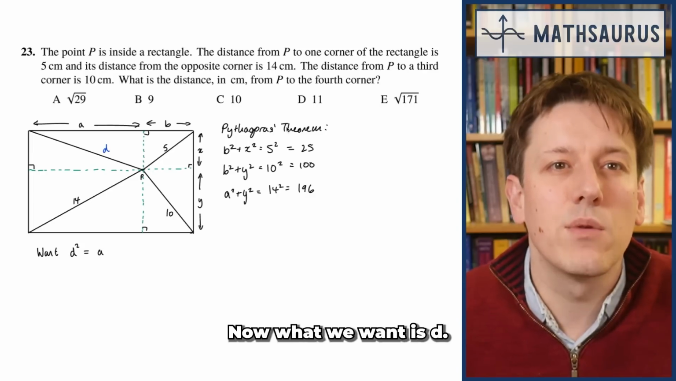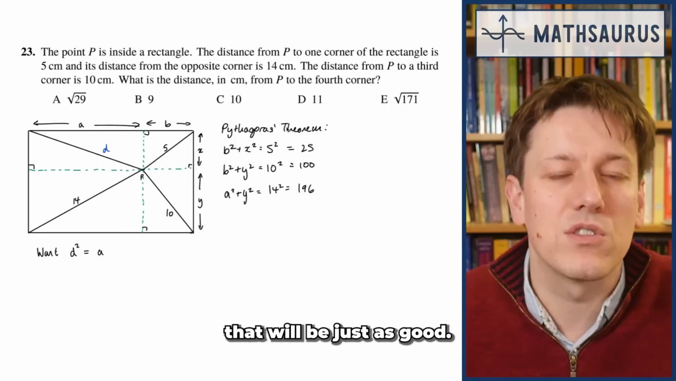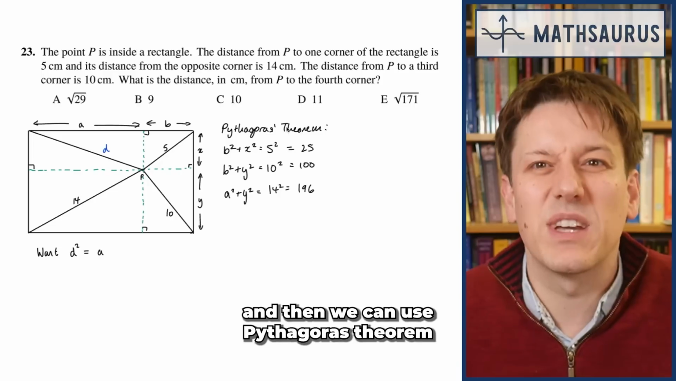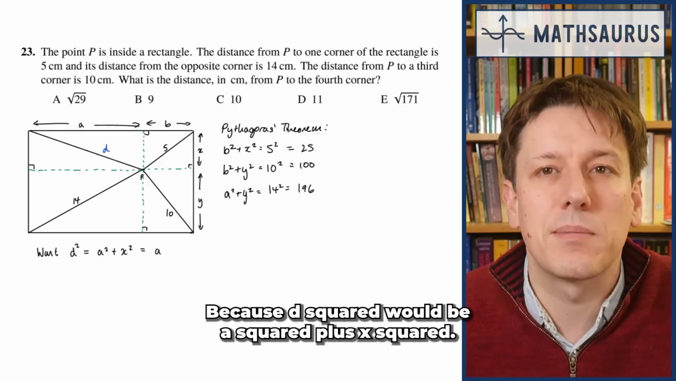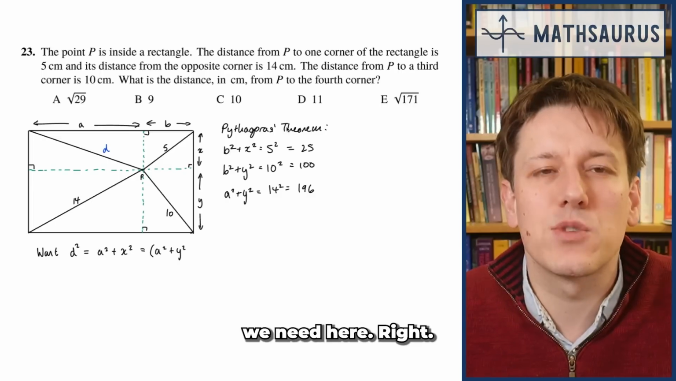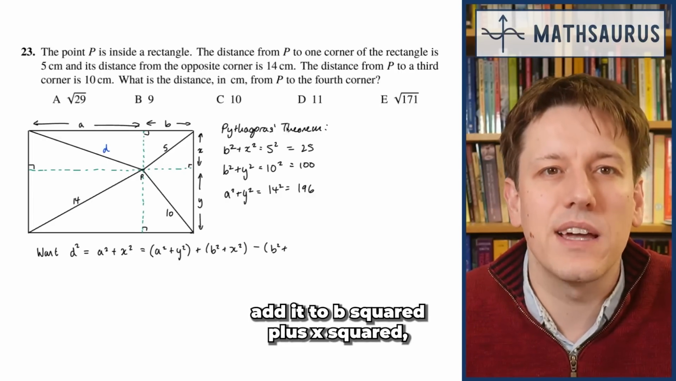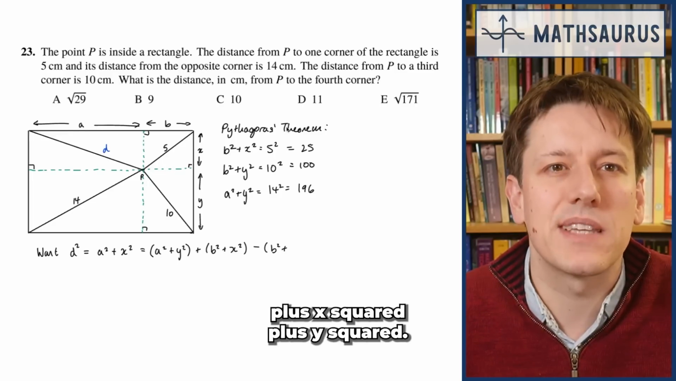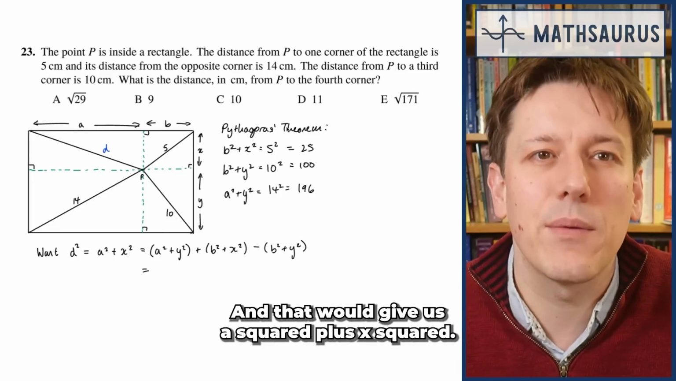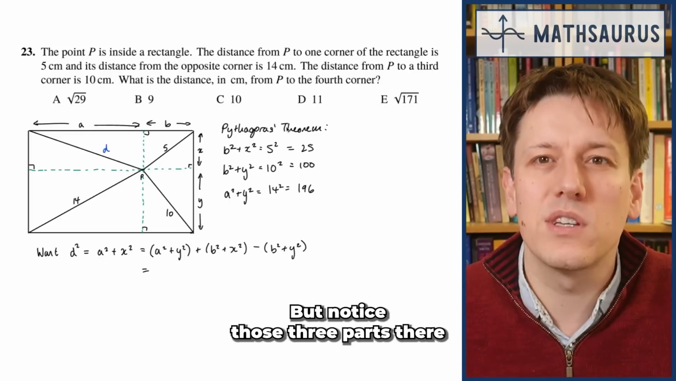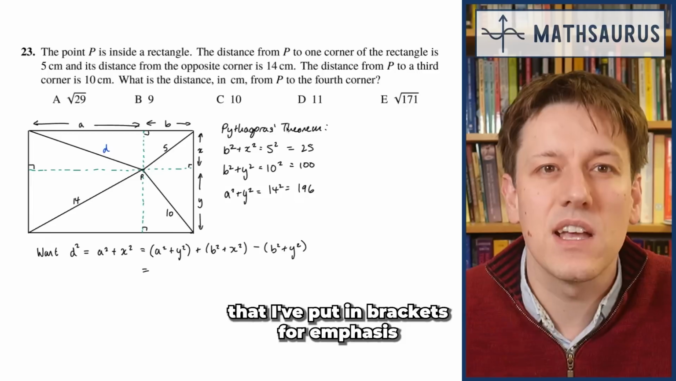Now what we want is D, but if we can work out D squared, that will be just as good. We can take the square root at the end, and then we can use Pythagoras theorem once more here, right? Because D squared would be A squared plus X squared, but we've got all the elements we need here, right? If you take A squared plus Y squared, add it to B squared plus X squared, then we would get A squared plus B squared plus X squared plus Y squared. So we just need to subtract the B squared and the Y squared, and that would give us A squared plus X squared.